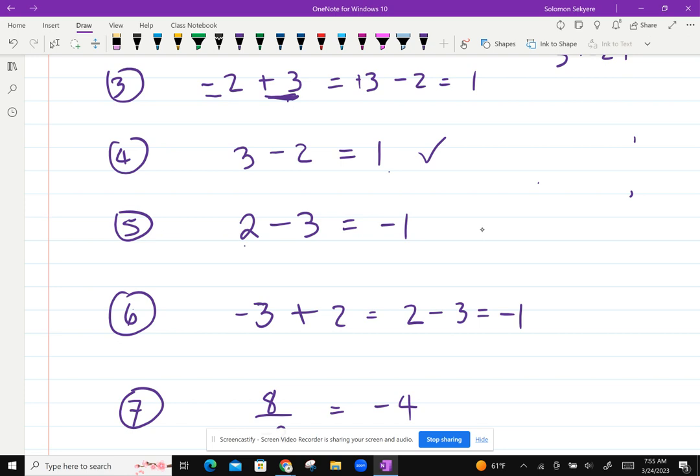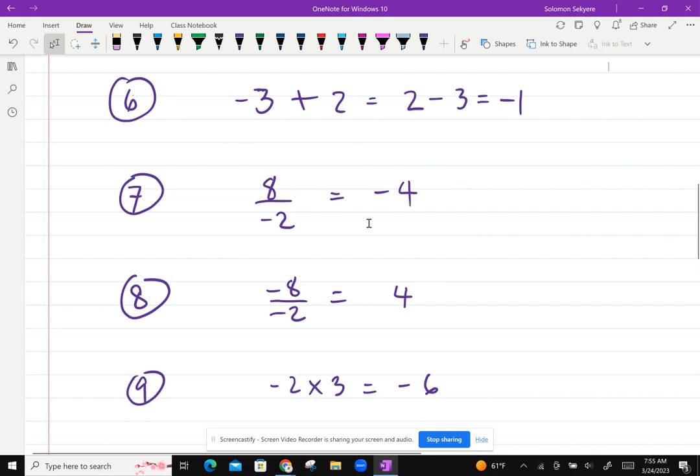What if I ask you to do negative 3 plus 2? What did I ask you? I say write your positive number first. So I'm going to write plus 2 first, and then I write minus 3. Plus 2 is just written 2. It's 2 minus 3. See that? Negative 1.